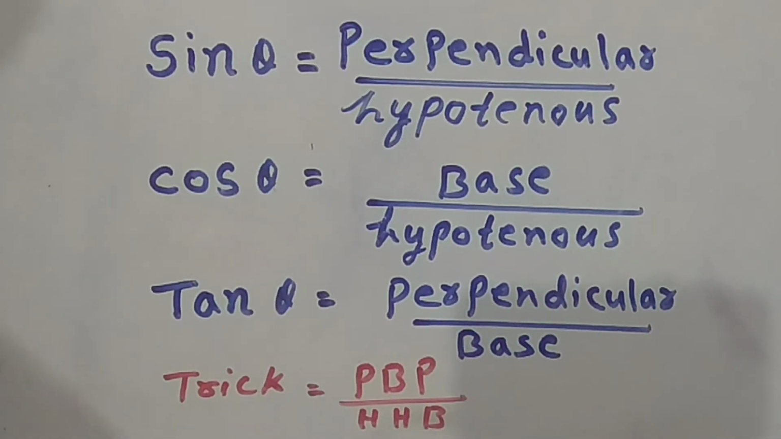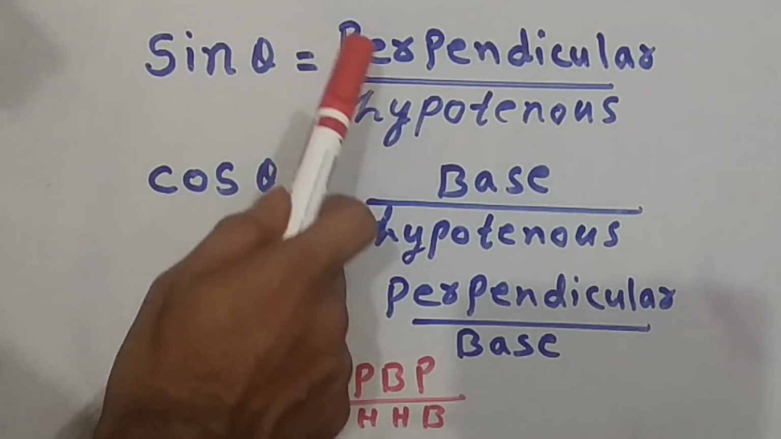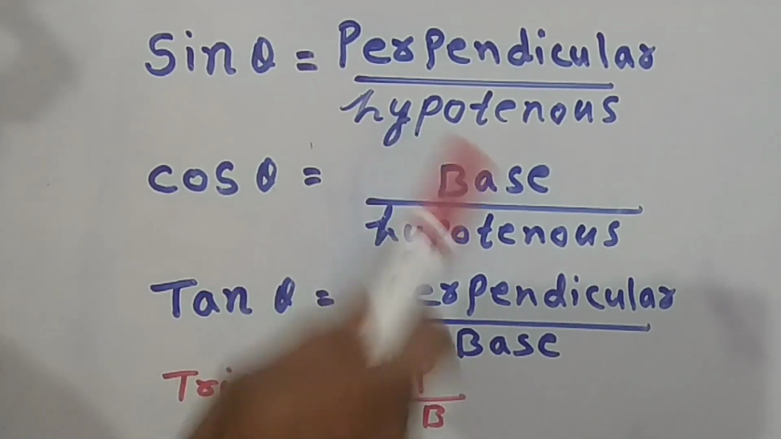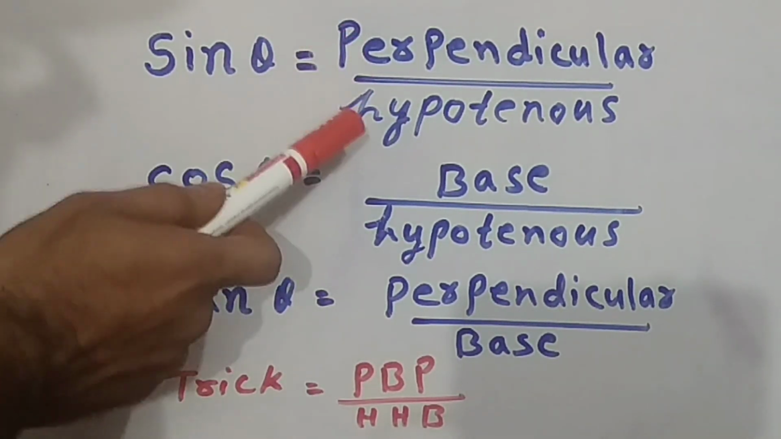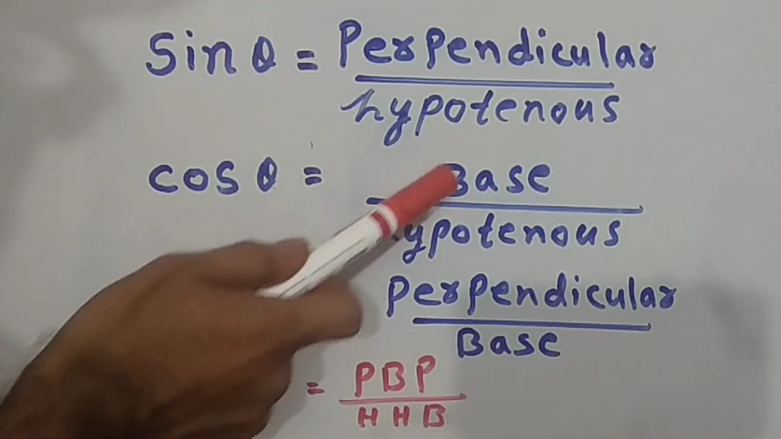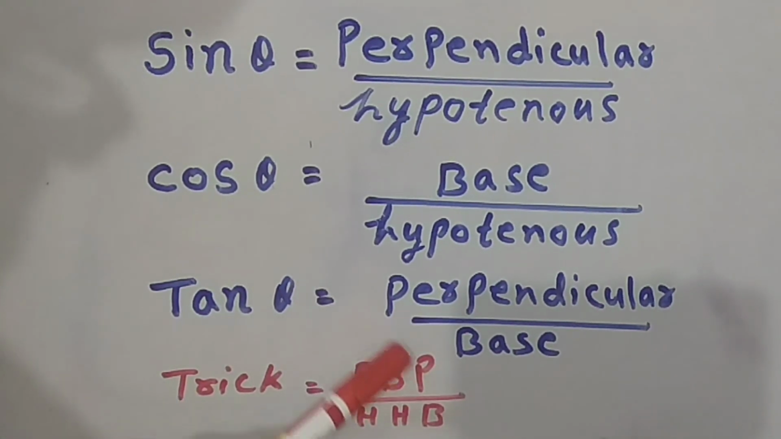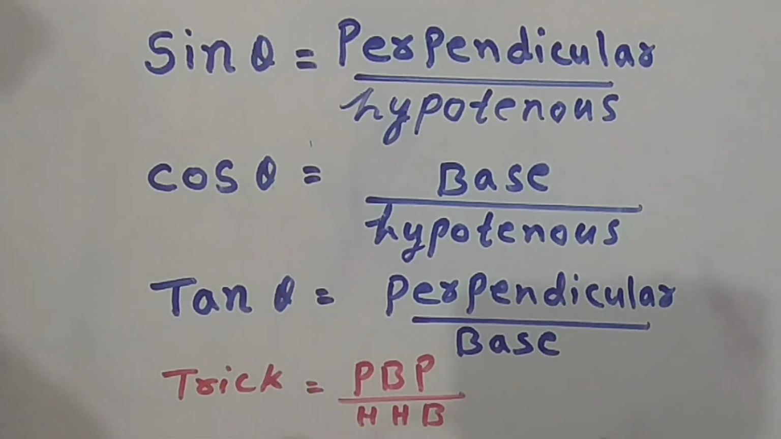Now you will say that how will I learn? Trick: perpendicular upon hypotenuse, this P upon H. Cos theta is equal to base upon hypotenuse, B upon H. And tan theta is equal to perpendicular upon base, P upon B. You may learn this trick.